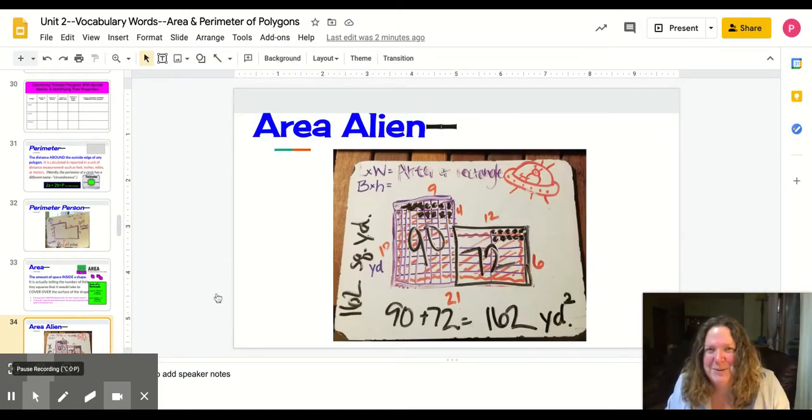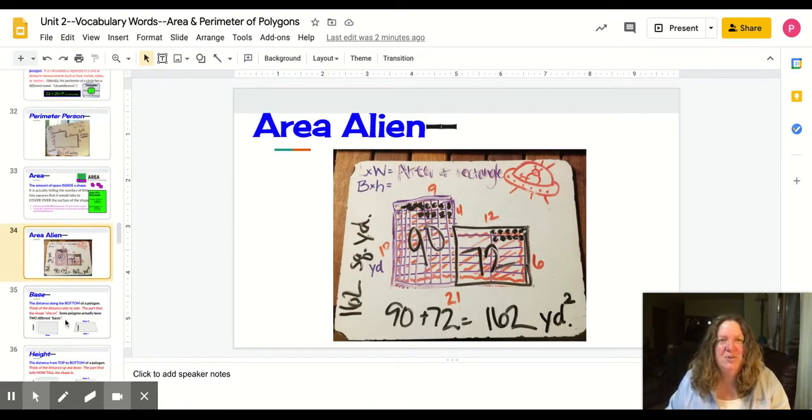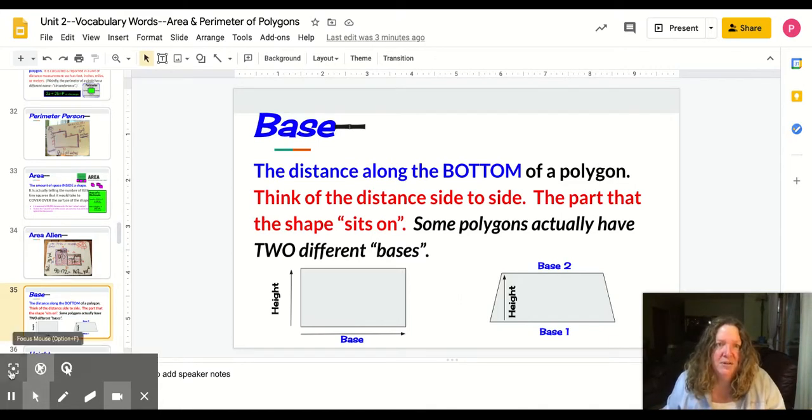All right, we're back. I hope you enjoyed Area Alien. There's a picture of my area alien. Let's go on to talk about the different ways that we can talk about length times width, because we're going to want to talk about the formula for area as well. But aside from length times width, we're also going to talk about base times height. So the base is another way to talk about the distance, the measurement of one of the sides of a shape. So let me grab my pointer here again.